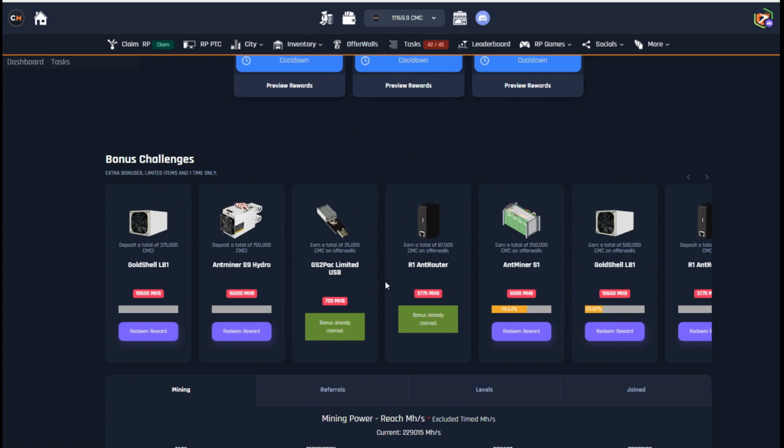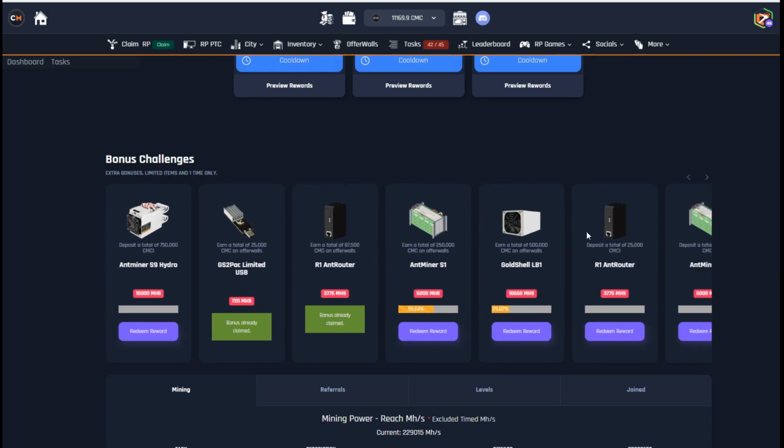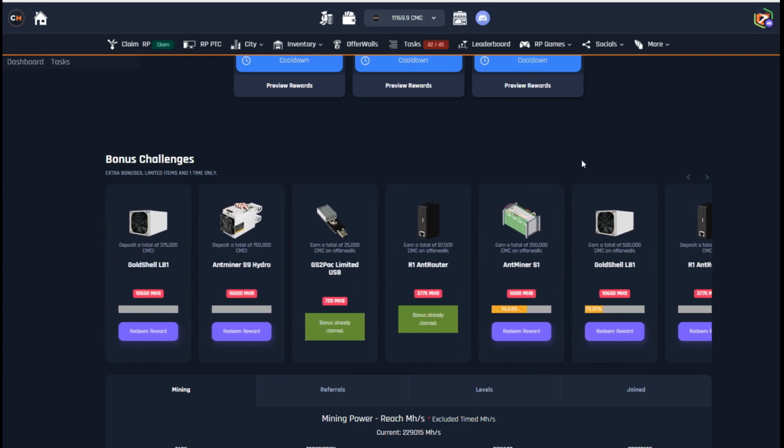So like I use Hideout TV and things like that, and Loot TV, and basically from just doing that I earned myself a GS2 pack limited USB. I've earned an R1 ant router. I'm nearly at the point of earning an Antminer S1, and we're 29% into Gold Shell LB1, and then you've got other ones. This one is for depositing and stuff like that, which obviously you don't need to. It's a free program if you don't want to.